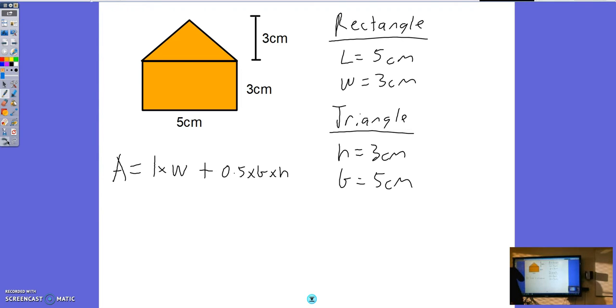So once again, the length times width is for the rectangle. The 0.5 base times height is for the triangle. Alright, now we substitute from the values we found. So the length and width is going to be 5 times 3 plus 0.5 times the base value, which is 5, times the height, which is 3.